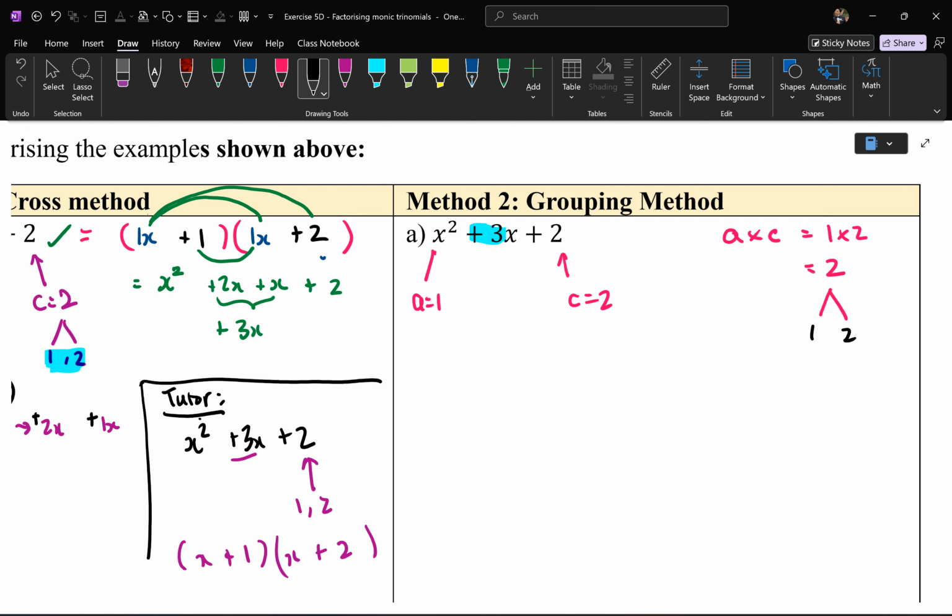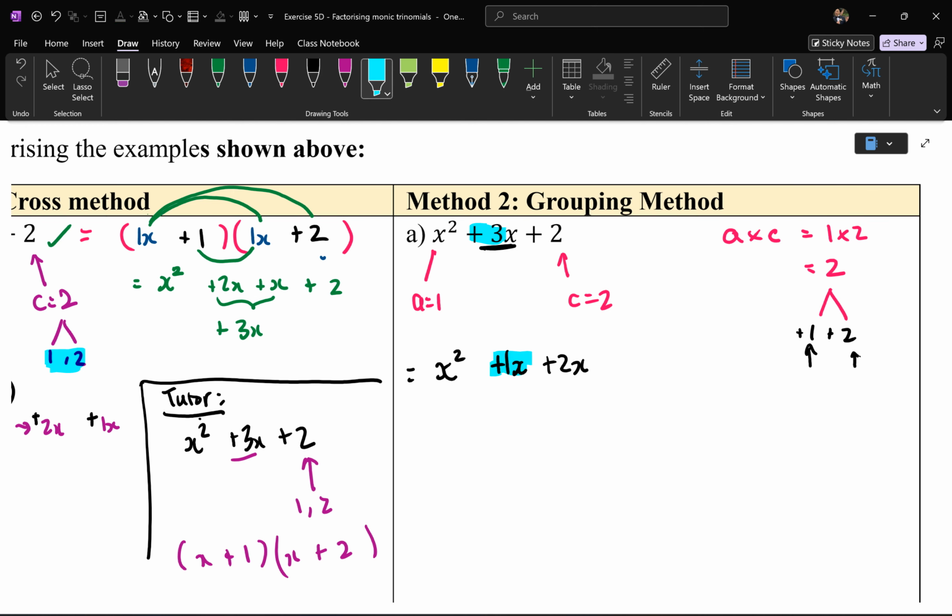Factors of 2 happens to be only 1 and 2. Saying yes, plus 1 plus 2. So this is what you do. The grouping method works like this, and it's a bit cleaner. You write out x squared, and instead of writing positive 3x, because you've got a positive 1 and a positive 2 to make that 3x, you say plus 1x plus 2x.